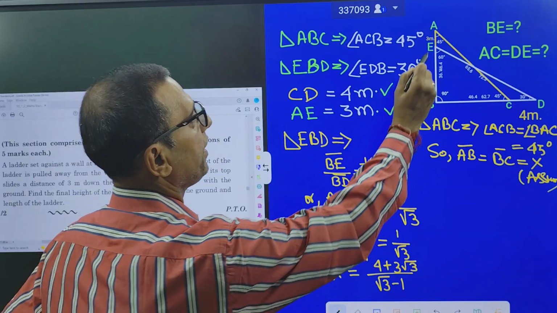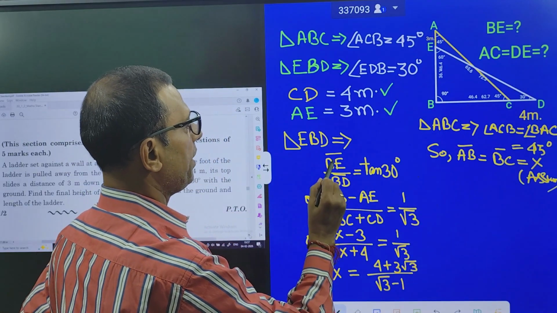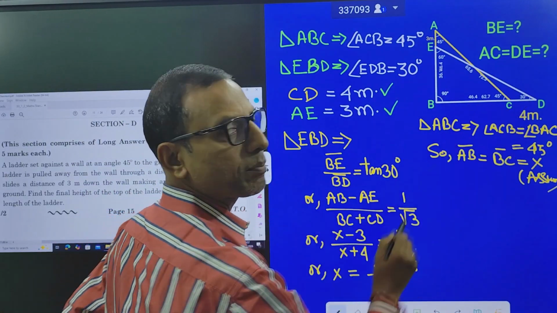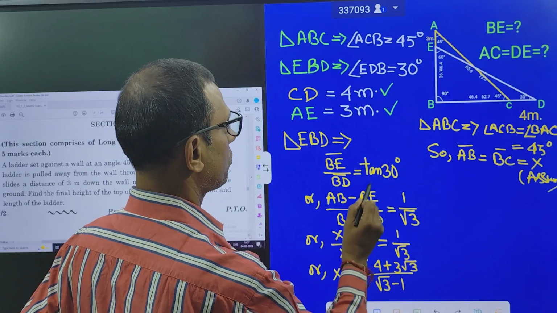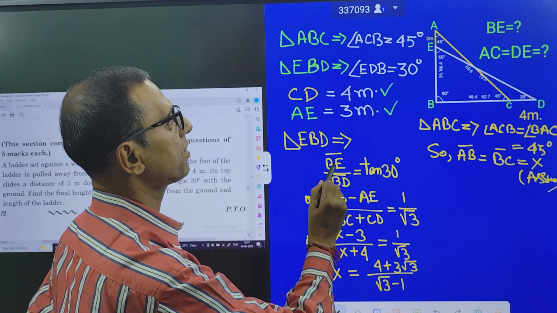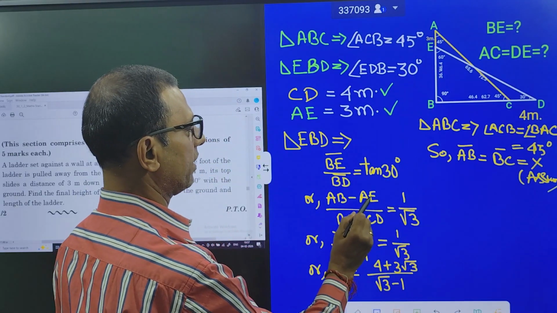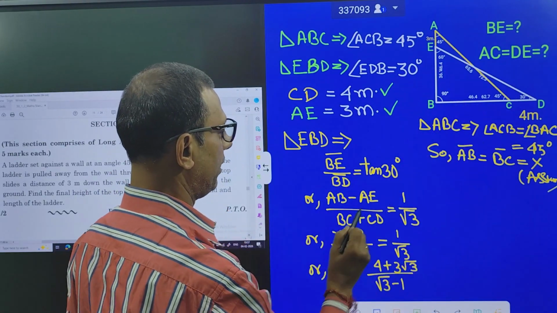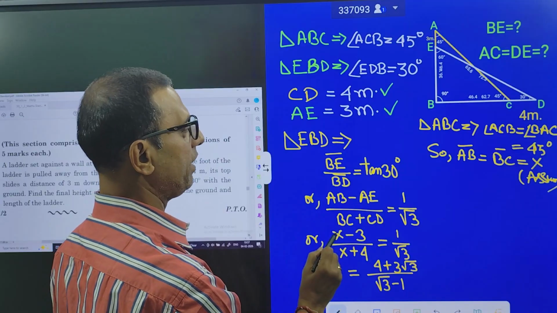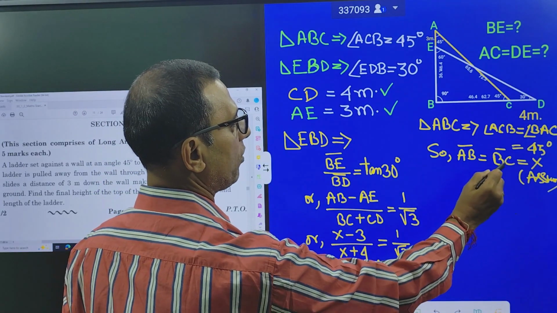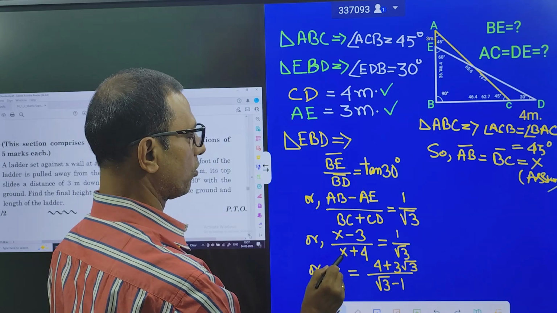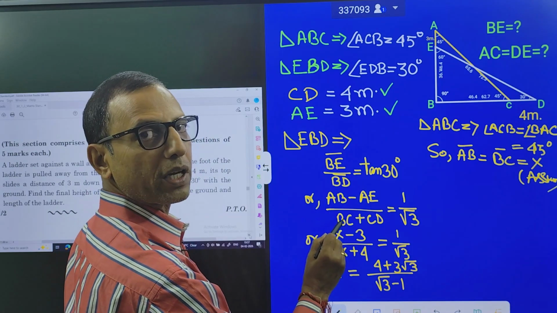From triangle EBD, EB by BD, that is perpendicular by base, equals tan 30 degrees. Now you can represent EB with respect to AB minus AE, and BD is BC plus CD. Now AB we have assumed is X, and AB equals BC. Therefore BC is also X, right? AB and BC both are X, right?